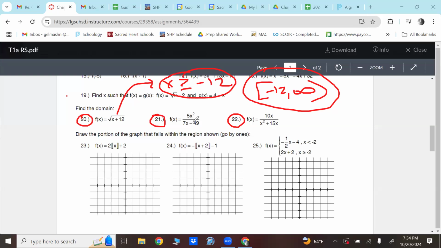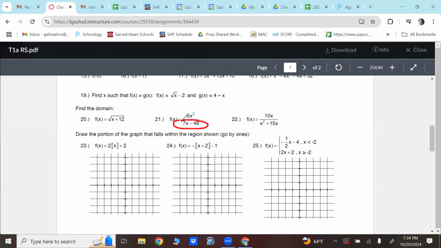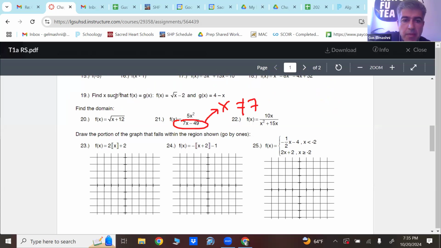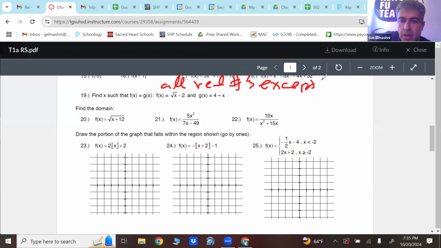Now here we have a denominator. Denominators can never be 0 because you can't divide by 0. What value of x would make that 0? 7. Exactly right. So x cannot be 7. So you can say all real numbers except 7. Now, if you write interval notation, you would write it like this. That's what happens there.